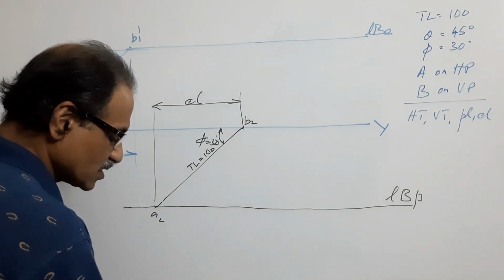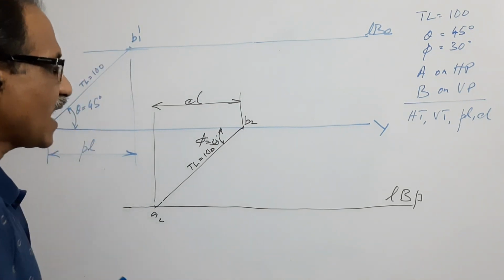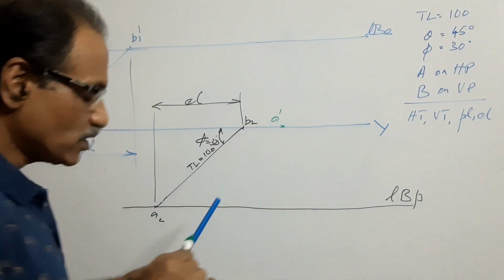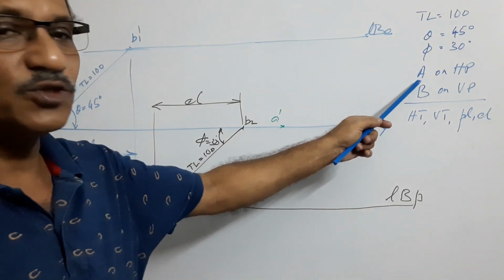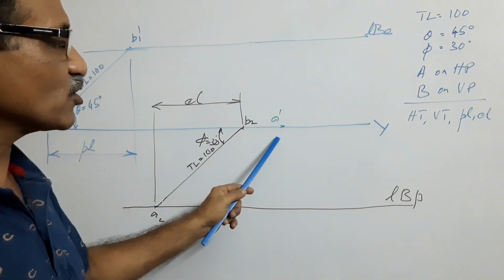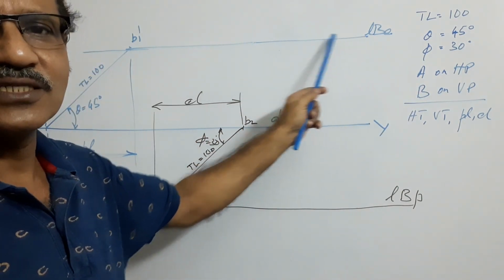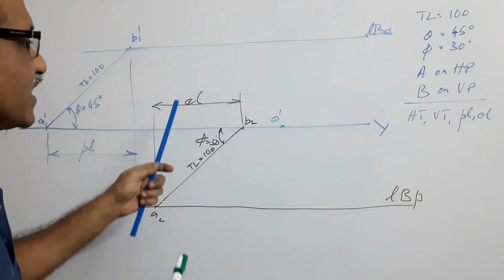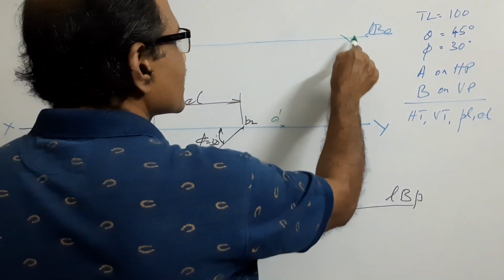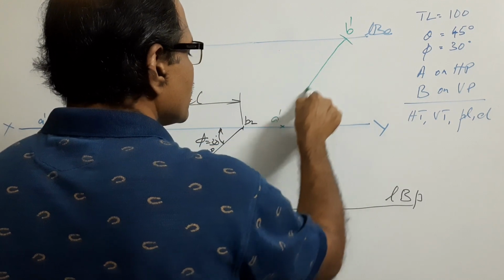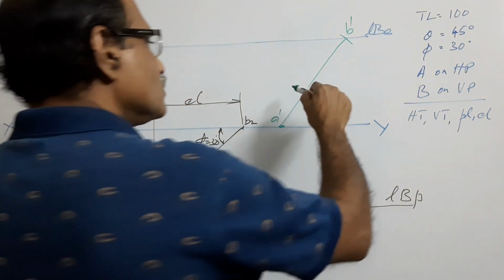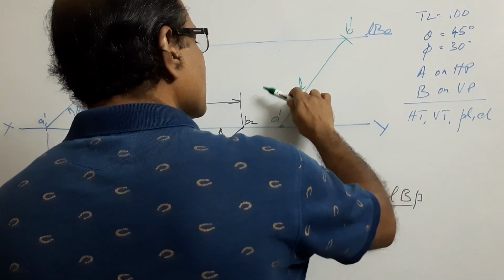After drawing this much, I again choose A dash on XY. Why do I choose A dash on XY? A is on HP. With A dash on XY, this line should contain B dash. This is called elevation length. So with A dash as center and this elevation length as radius, cut an arc. B dash. This is elevation length.